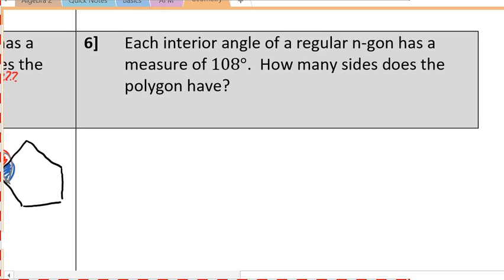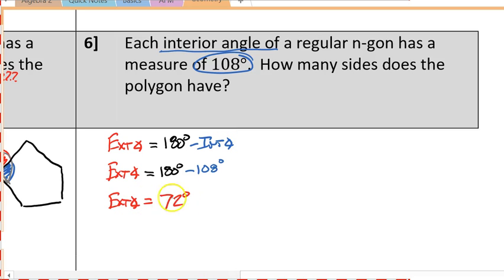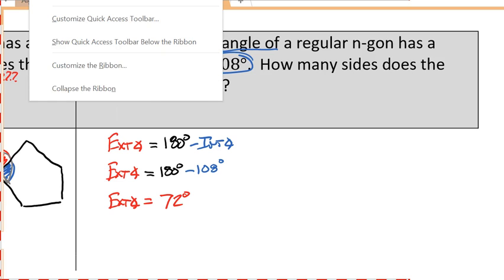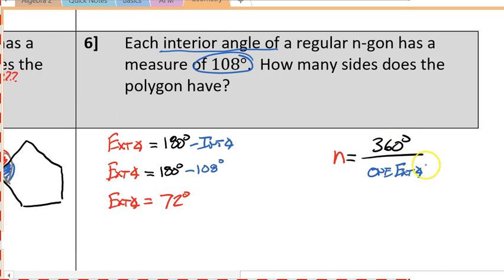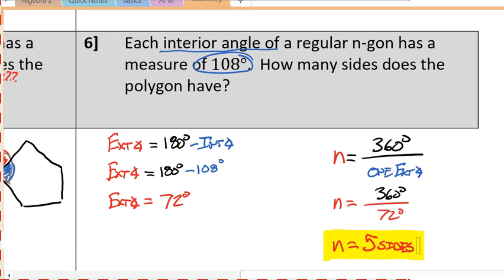Same idea in question number 6. We are given each interior angle is 108 degrees. So I'm going to calculate the exterior angle by doing 180 degrees minus my interior angle, giving me an exterior angle measure of 72 degrees. Now using my formula, the number of sides is equal to 360 divided by just one exterior angle value. n is equal to 360 divided by 72, or n is equal to 5 sides.